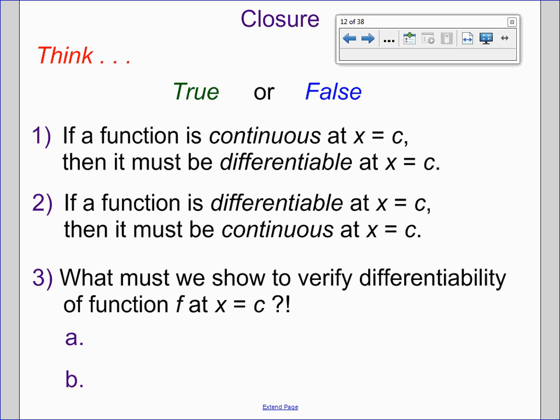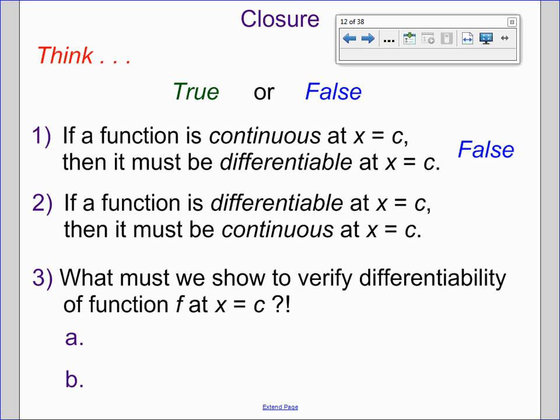Okay, go ahead and share your response with the class when I call on you. Let's take a look at number 1. If a function is continuous at x equals c, then it must be differentiable at x equals c. So what do you have for that? Evie? False. Raise your hand if you have false for number 1. You are correct.